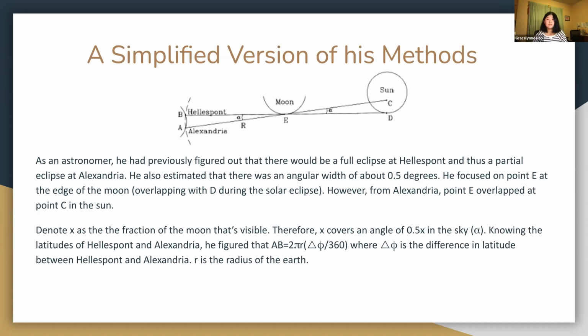So he figured out that AB would be this distance, which he knows because it's the distance between Hellespont and Alexandria, which is basically just subtracting the latitudes, which is then equal to 2 pi r times this collection of symbols over 360, where this is the difference in latitude between Hellespont and Alexandria. And also r is the radius of the Earth in this case.